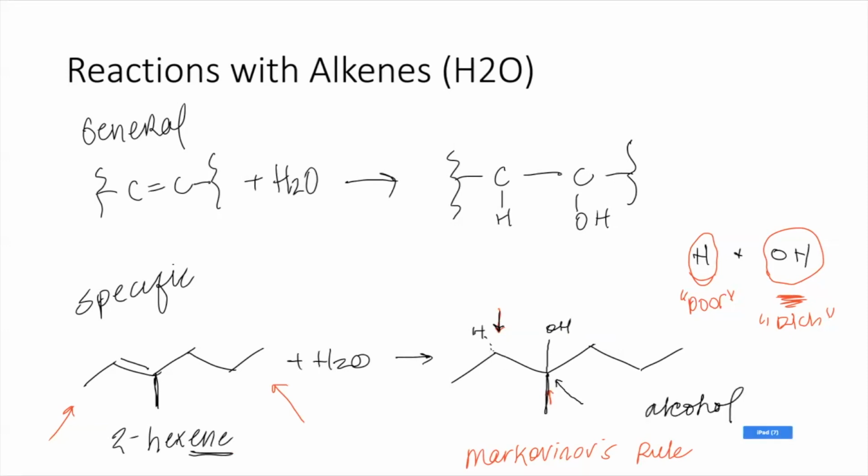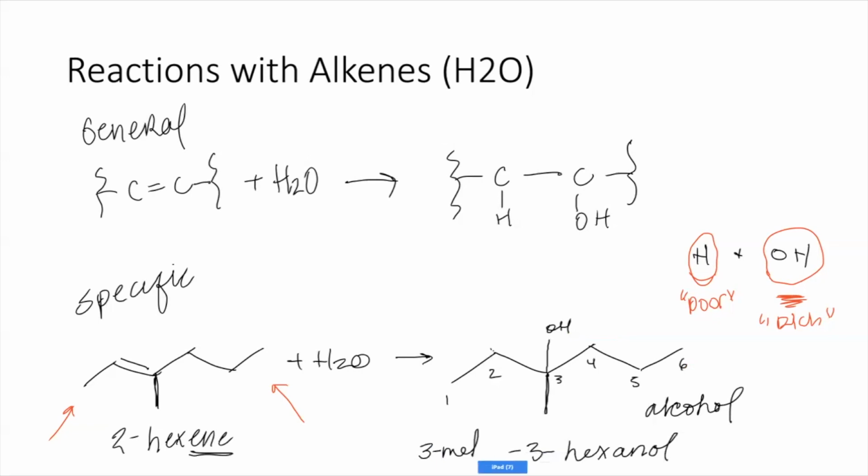We can name this for practice here. Let me erase some of this stuff. Make it a little bit more clean. All right, so if we number our carbons, 1, 2, 3, 4, 5, 6. Because now it's an alcohol, it's going to have the ending -anol. We have to tell our audience, hey, the OH group is coming off of carbon 3. We also have to tell our audience about this branch here. And so also coming off of carbon 3 is a methyl group. So 3-methyl-3-hexanol.